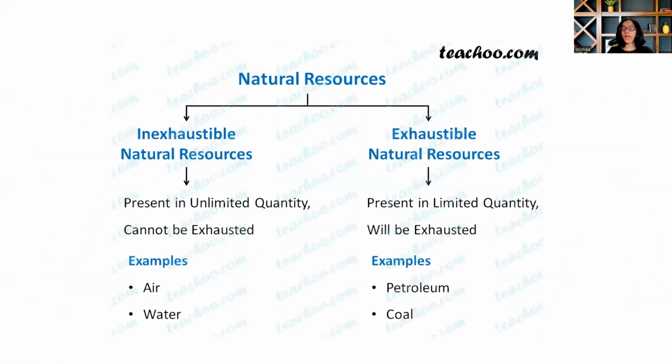First, let us see the two types of resources. They are natural resources and man-made resources. Natural resources are the resources which are obtained from nature, whereas man-made resources are the ones which man makes themselves. In natural resources, there are two types, exhaustible and inexhaustible natural resources.